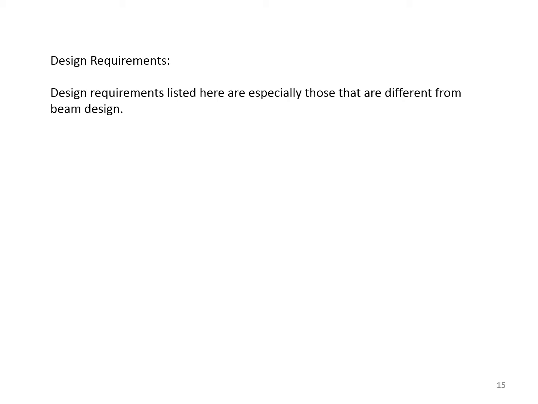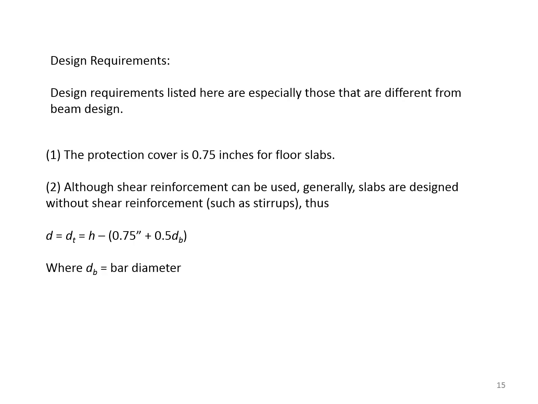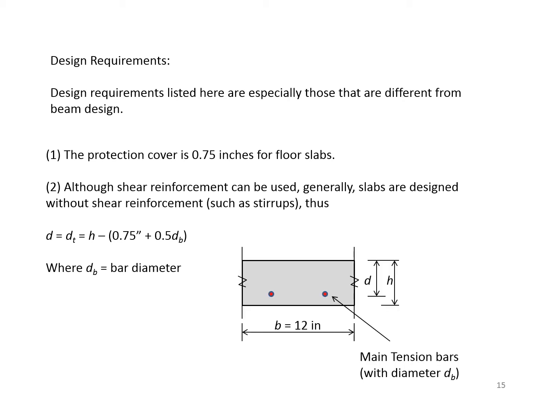Design requirements. Design requirements listed here are especially those that are different from beam design. Number 1. The protection cover is 0.75 inches for floor slabs. Number 2. Although shear reinforcement can be used, generally slabs are designed without shear reinforcement such as stirrups. Therefore, d is simply equal to h minus 0.75 plus 0.5 db, where db is a bar diameter. Also, d is the same as dt. And here is a detail showing how d could be computed based on h and diameter of the bar.